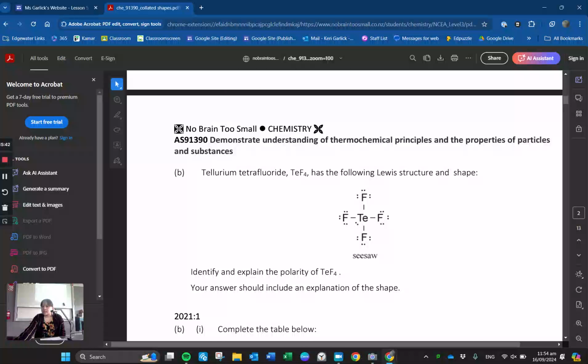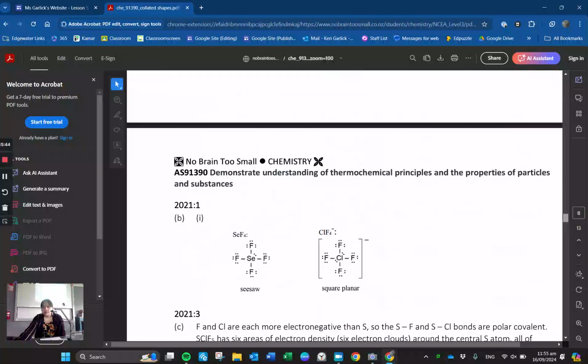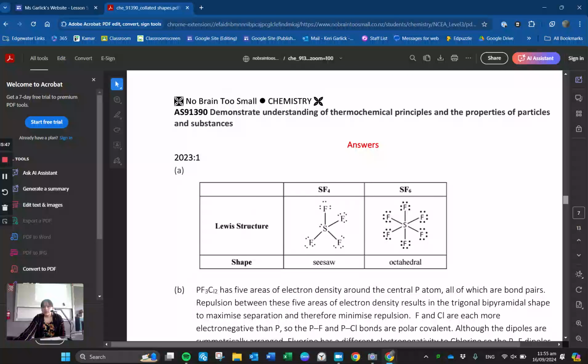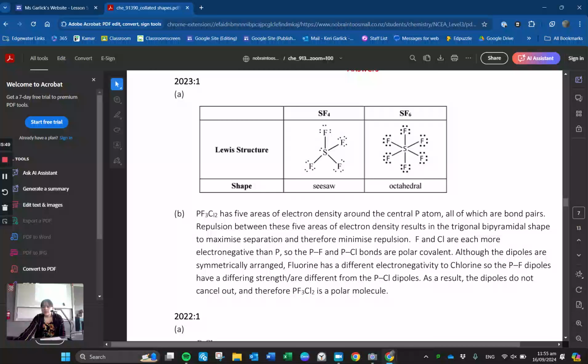And that's hopefully correct. Let's double check on the bottom. Polar molecule. So again, be really careful. Yes, both of these are more electronegative than phosphorus, so both are going to result in polar covalent bonds. However, even though the dipoles are arranged symmetrically, fluorine has a different electronegativity than chlorine. And so there's going to be different strengths in that dipole, resulting in it not canceling out. Therefore, it's a polar molecule. All right? So just making sure you're getting the layers.